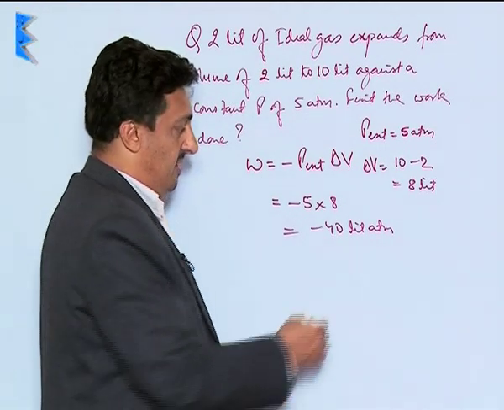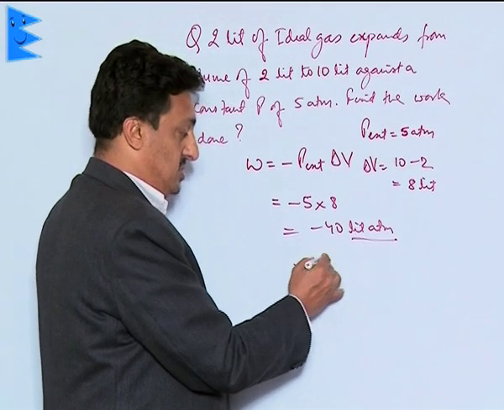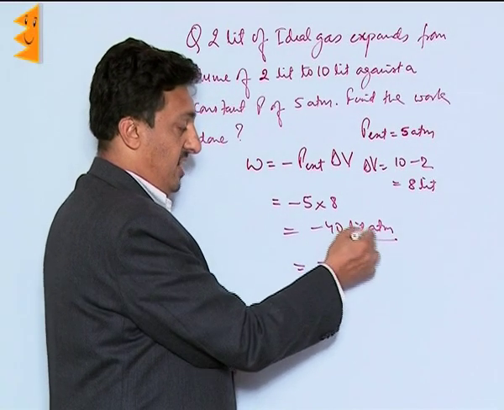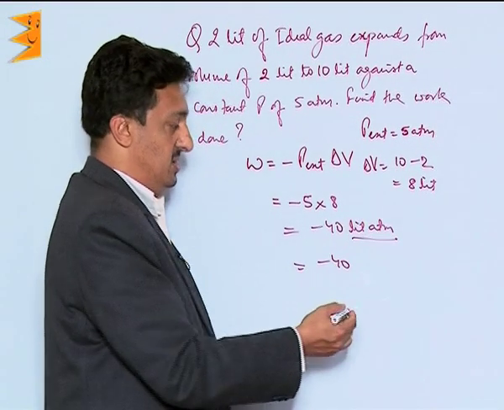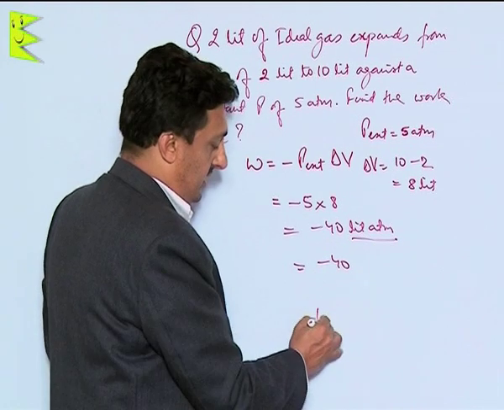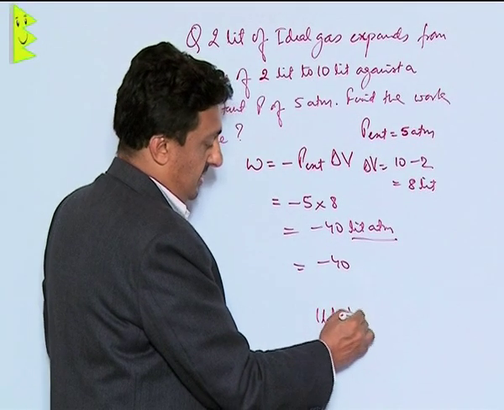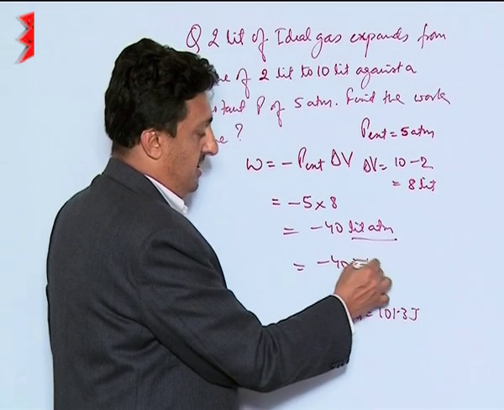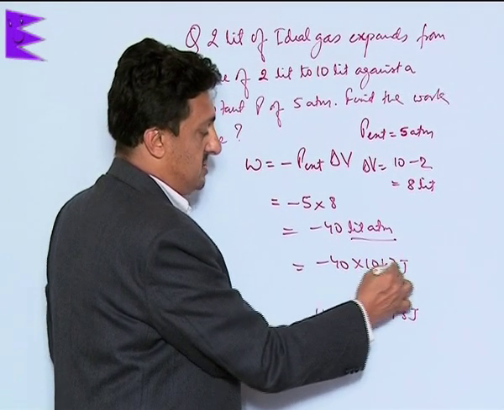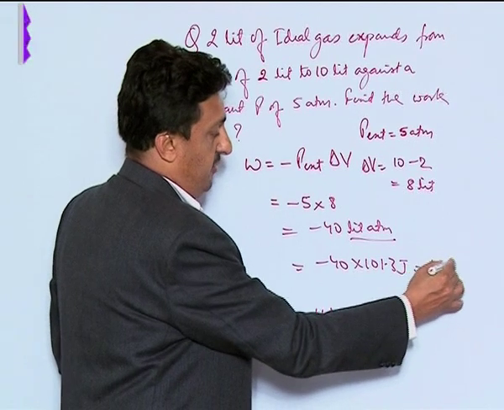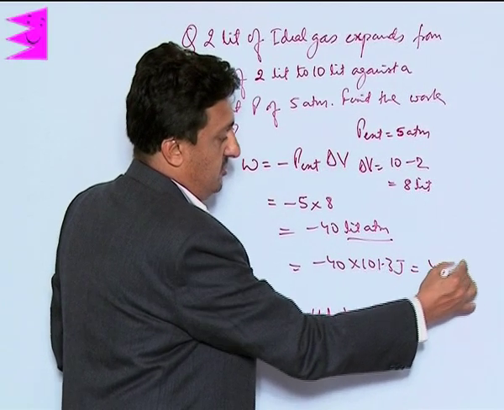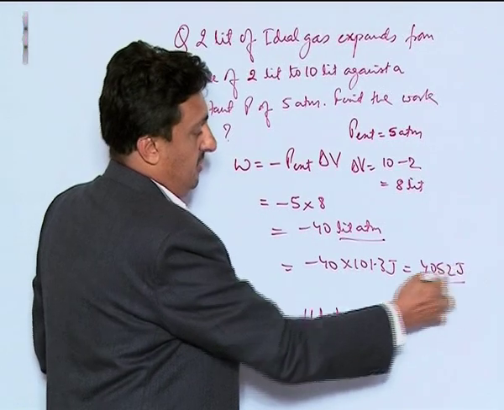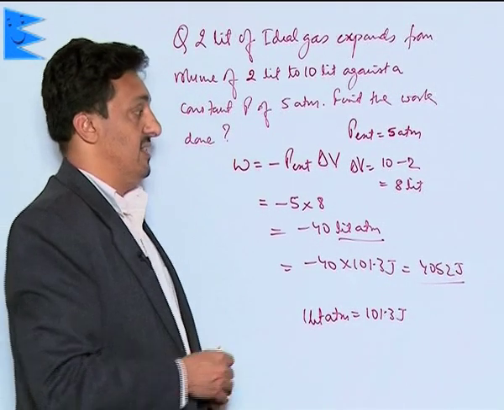But we remember we can also change this unit from liter atmosphere to joules, and for this we need to know 1 liter atmosphere is equal to 101.3 joules. So if we multiply it by 101.3 joules, we'll get the answer of 4052 joules. So this is the amount of actual work done when this gas expands.